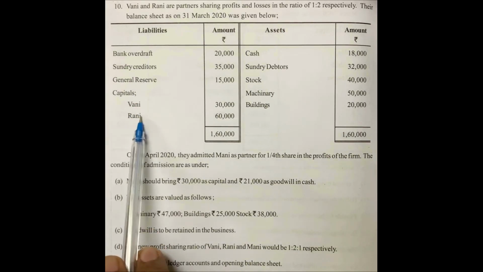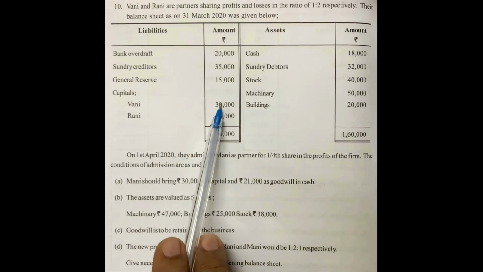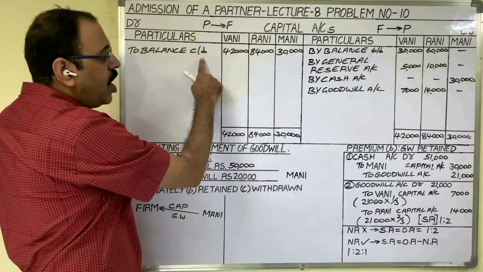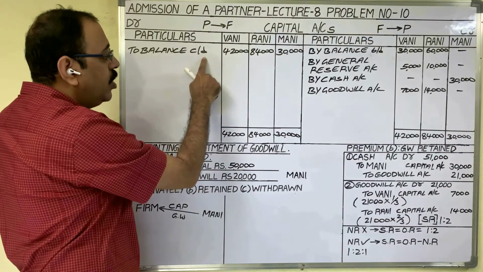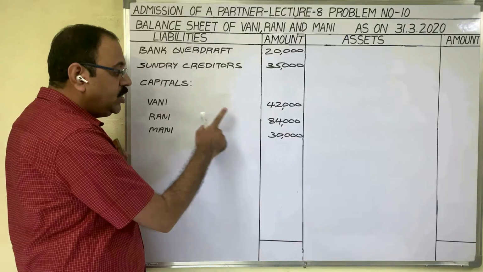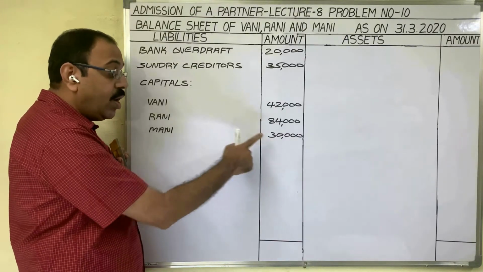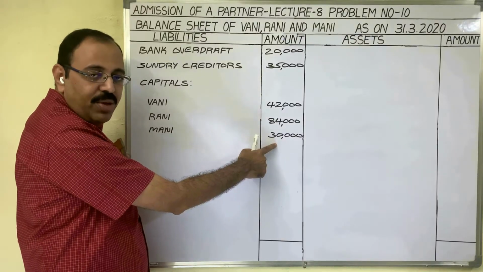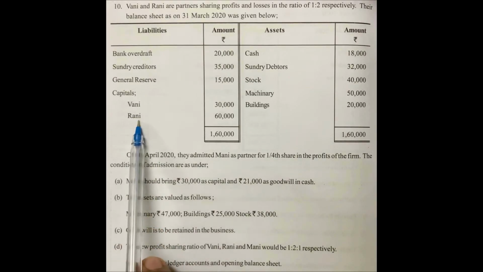Capital of Vani, Rani and Money. Don't write the old values. Which amounts should we write here? In the capital accounts we got the answers: the balance carried down amounts. These three amounts you have to show here. You can show these three amounts in the inner column and the total in the outer column. Otherwise, directly in the outer column also we can show the amounts. The liability side is completed.